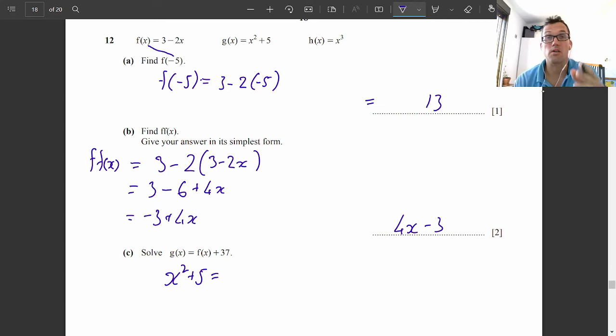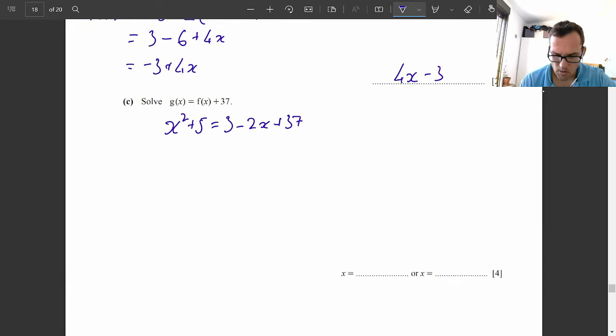That equals the function of f, which is 3 minus 2x. And don't lose that plus 37 at the back. Okay, now we need to start doing our algebra here. So we need to solve this, meaning we want to see where this graph will cross the x-axis. That's what x equals meaning.